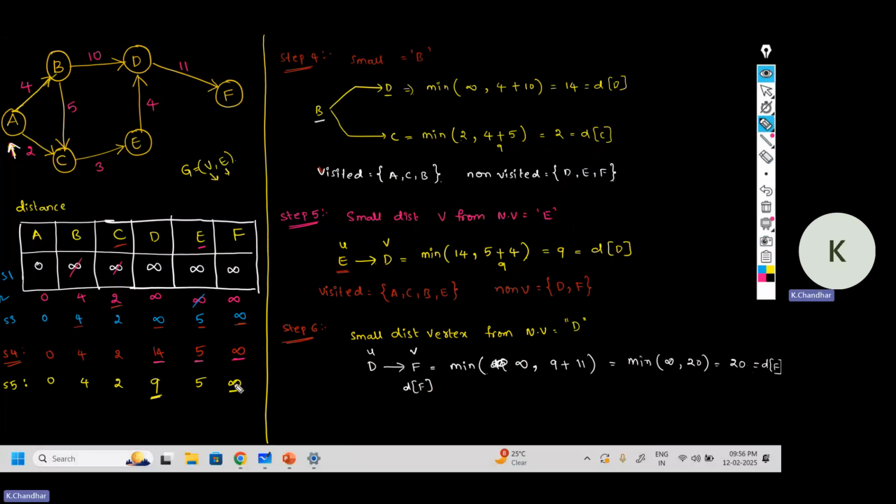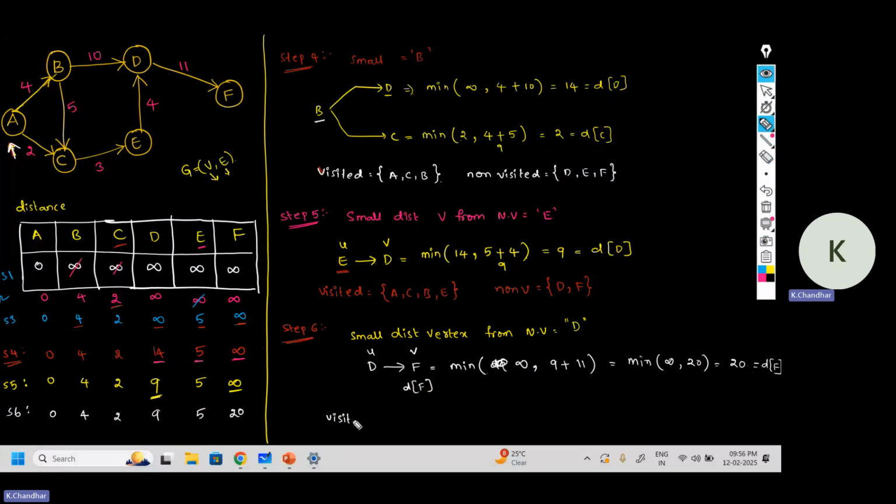So again I am updating. Previously infinite was there, and I am going to represent this one with 20. And the remaining ones are available as they are. This is 5, 9, 2, 4, 0, which was updated at step number 6. Next, I will go for step number 7. Before that, I need to update which are visited and which are non-visited.